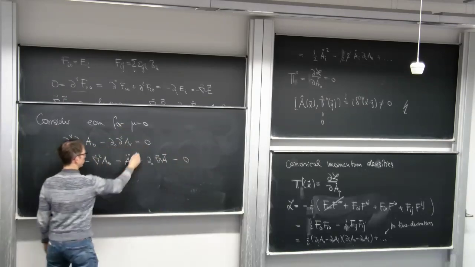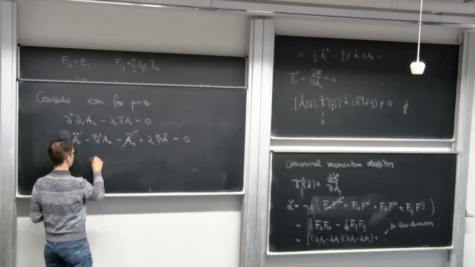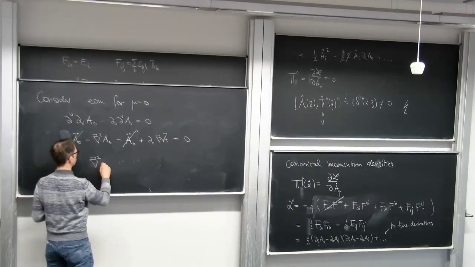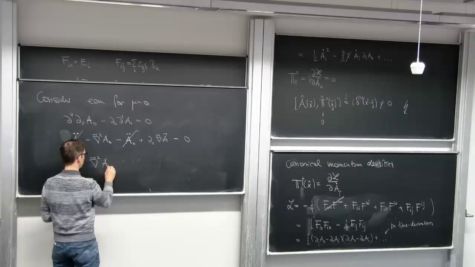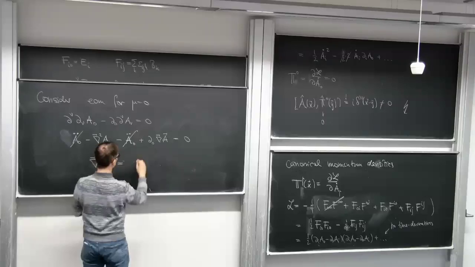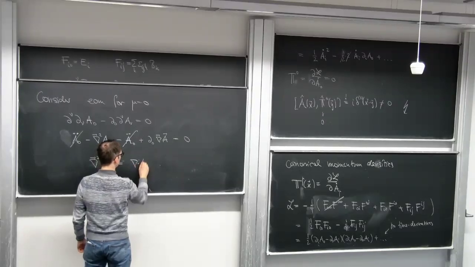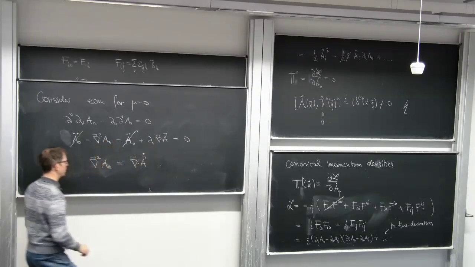And the umlaut goes away. And then I have the Laplace of A0 is equal to the other side, the divergence of the spatial components' time derivative. So that's the equation.